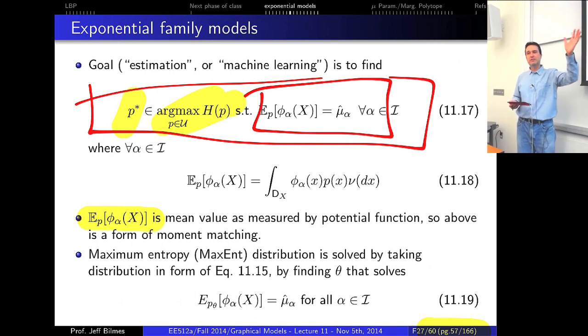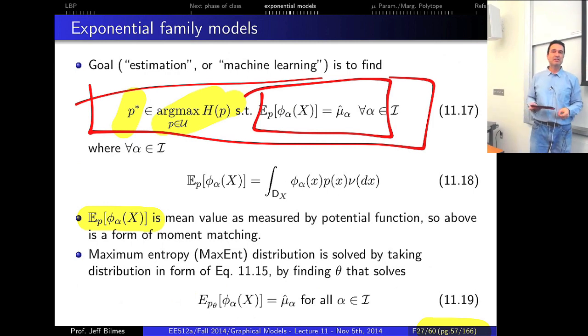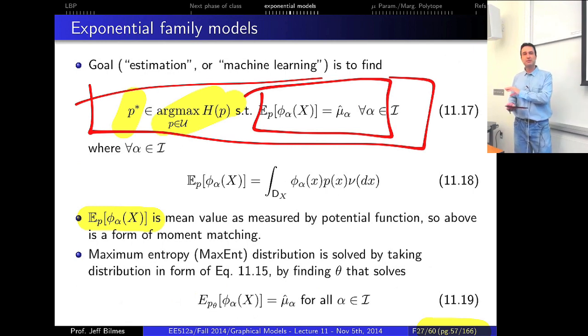It's like, okay, well, I've got these features, and I know that the data says that these features should be this in the mean, but that doesn't constrain me. That still leaves me with an uncountably infinite number of distributions. So how do I choose the one I want from amongst all of these? Well, philosophically, you want the one that makes the least additional assumptions. And the one that makes the least additional assumptions is the one that has maximum entropy.